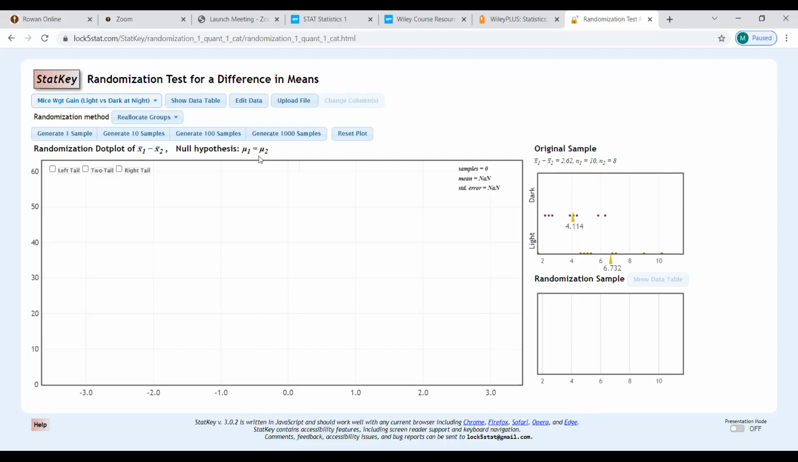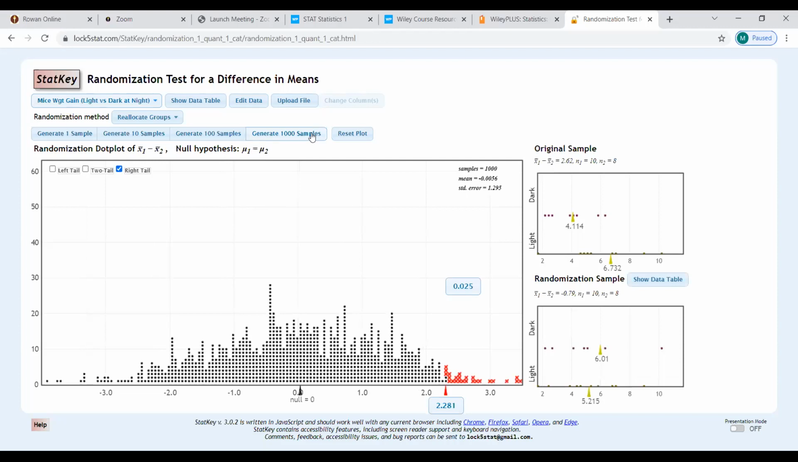Now the question is, what is the alternative hypothesis? It's that the light group should have a greater mean than the dark group. Now, when we have a greater than symbol in the alternative hypothesis, it means that we're going to do what's called a right tail test. We're going to look at the right tail of the randomization distribution. So I'm going to click right tail here, and I'm going to generate 1,000 samples. Okay. All right. Now, what are these samples?